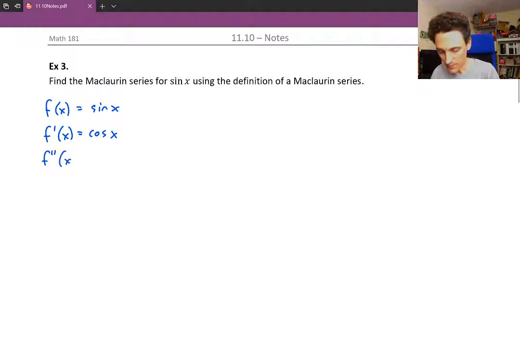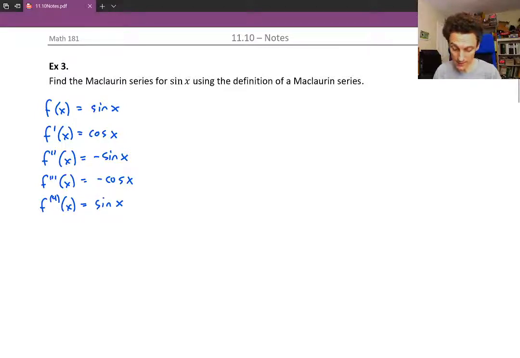Let's keep getting some derivatives. Derivative of cosine is negative sine. Derivative of negative sine is negative cosine. Derivative of negative cosine is sine, which kind of brings us back to our original function. Let's go one more though. Derivative of sine, back to cosine. Okay, so those are the derivatives.